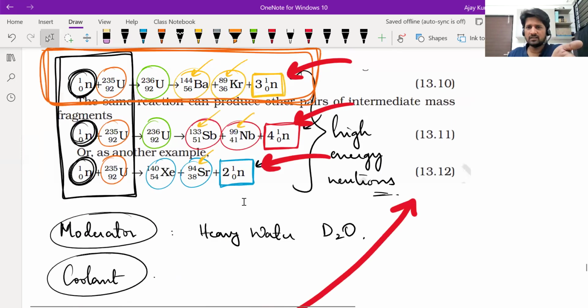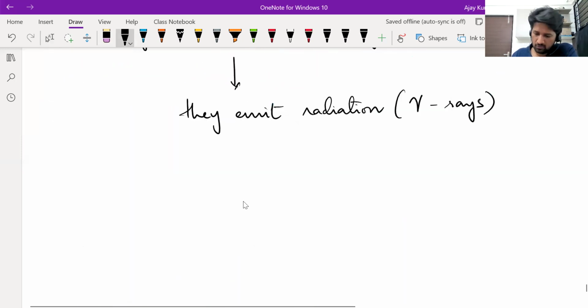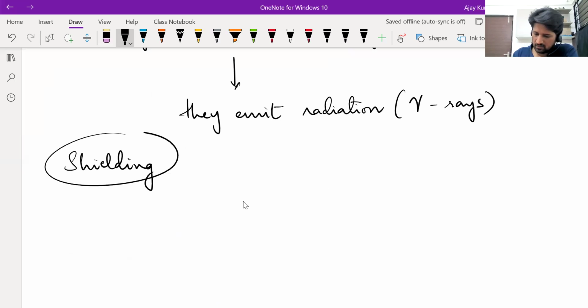So, in a nuclear reactor, obviously there are a lot of unstable nuclei being produced. They will be emitting gamma radiation. We don't want that radiation to leak out of the reactor. So for that, it is very important to shield the nuclear reactor. Okay. Shielding of a nuclear reactor prevents harmful gamma rays from escaping the nuclear reactor.